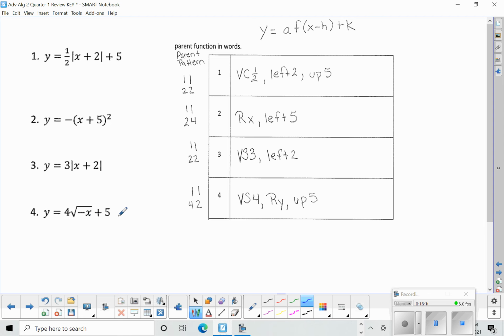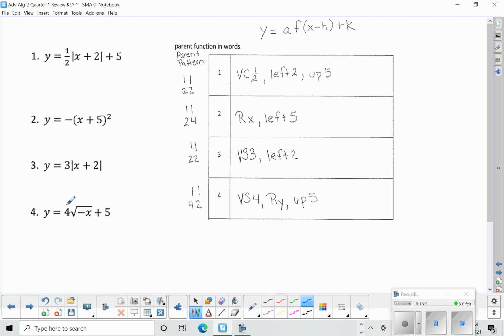Here, I've got the square root. 1, 1, 4, 2. I jumped not to 2, but to 4 because the 4 is a perfect square. The square root of 4 is 2. The square root of 2 is 1.4. I don't want to try to graph that. I want nice numbers for graphing.